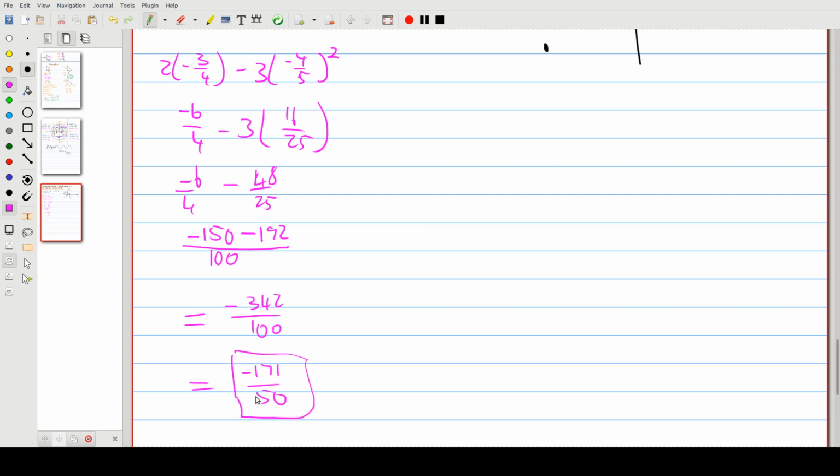Alright, so that is our answer, and you can check this on the calculator. I think that's about negative 3.42. Maybe even exactly, I'm not even sure.